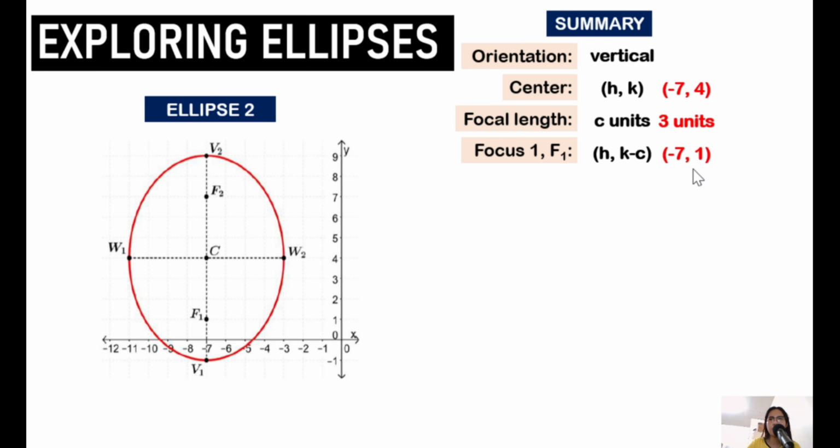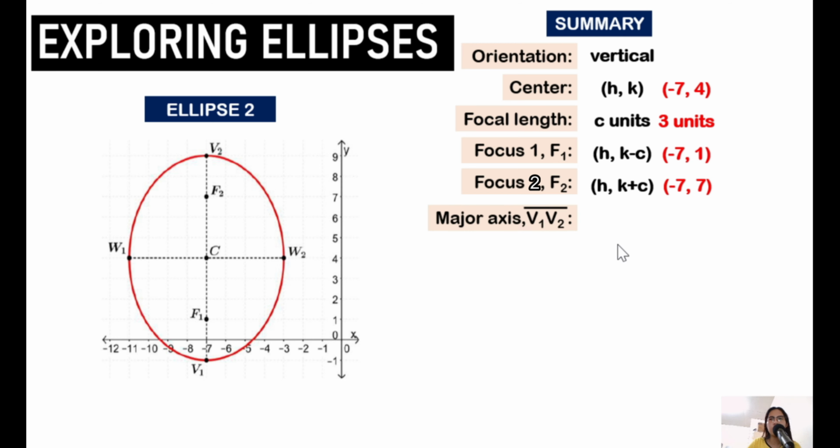Okay, so it's the same if we look at the graph. Our focus 2 is H, K plus C. In our graph, it is at negative 7, positive 7. If we follow this, H is negative 7, and K plus C is 4 plus 3, so positive 7. The major axis is 2A, right?